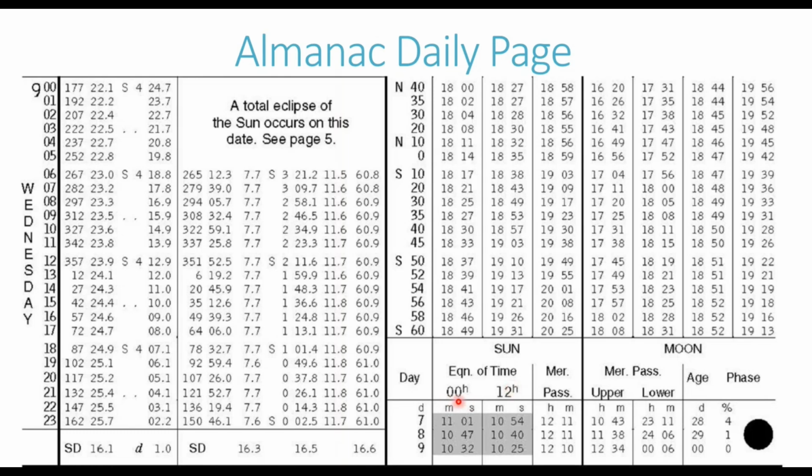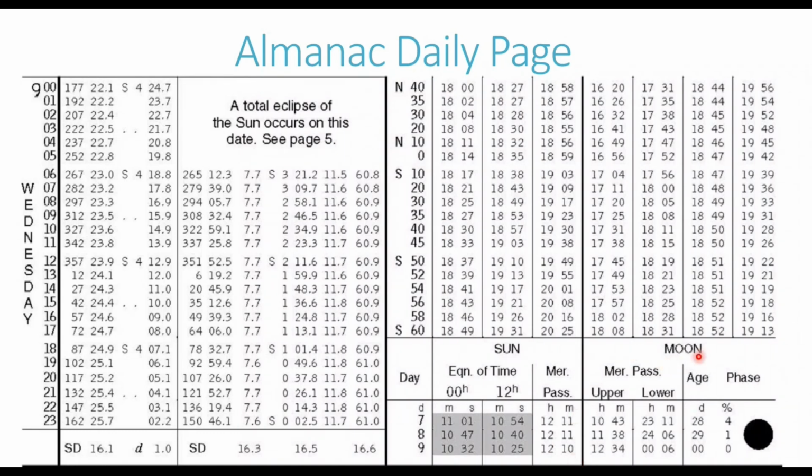It is given for two times in a day, 00 hours and 12 hours, 11 minutes and 1 second, 10 minutes and 54 seconds, given for the 7th day. And with the equation of time, you have the meridian passage time. This is the LMT meridian passage of the sun. So in this case, 12:11, next day 12:11, next day it is 12:10.